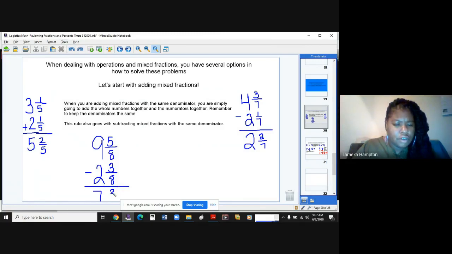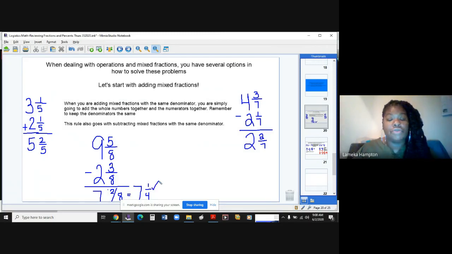Now, with 7 2/8, remember with fractions, you have to make them as small as possible, so we can simplify our 2/8. And that's actually going to give us 7 1/4. So this will actually be your final answer.